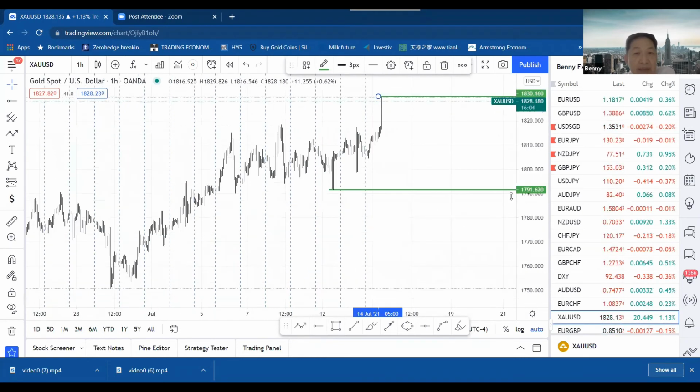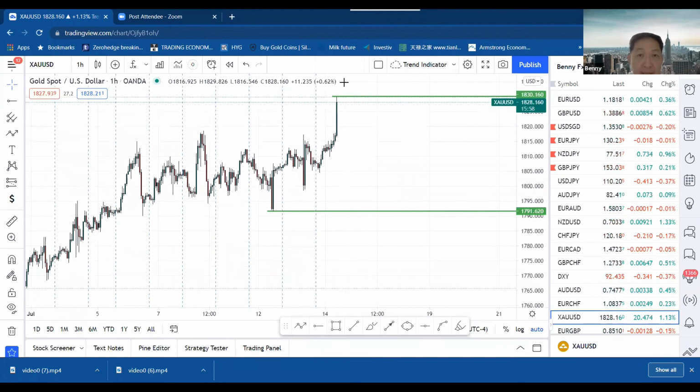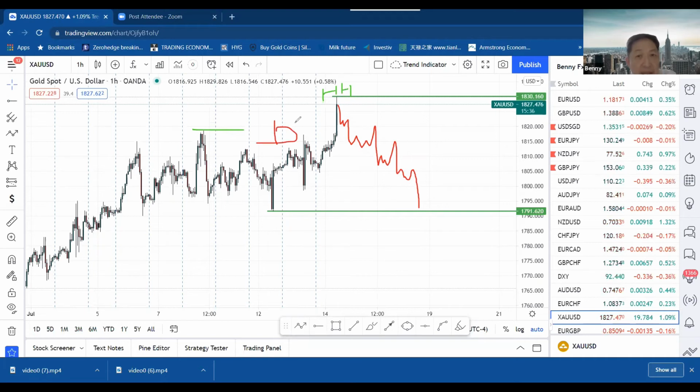Okay, that's what I see in gold. But like I say again, if the price ends up like this, the price can break this high and make a higher high. But after that, what it might do is you might see the price start doing this. And now it becomes a what? Distribution. This becomes a rally up.